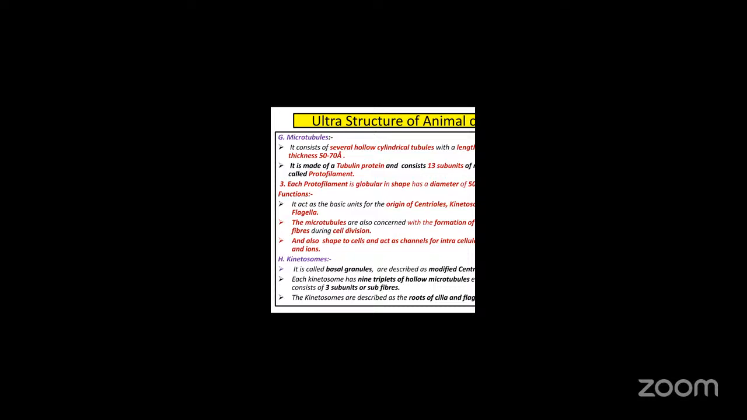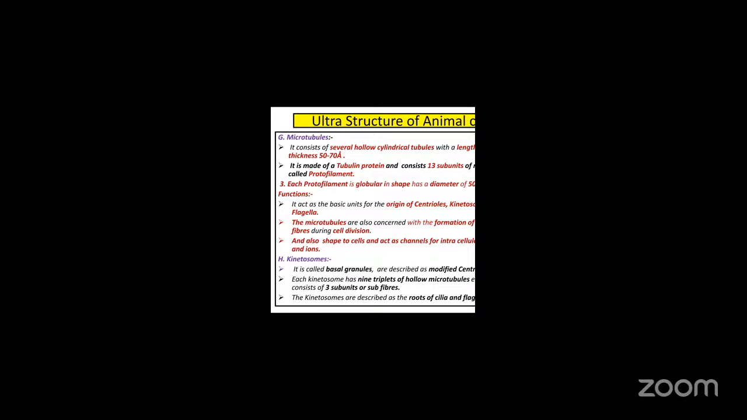The microtubules are also concerned with the formation of the asters as well as spindle fibers during cell division. So I have talked about the centrioles as well as these microtubules. Both of them help in the formation of the spindle fibers as well as the asters during cell division. It also gives shape to the cells and provides channels for the intracellular transport of water molecules as well as ions. So this is all about the microtubules.